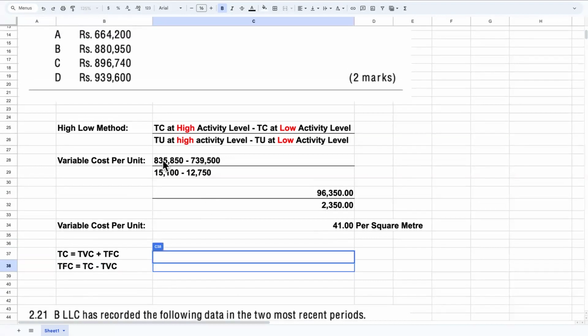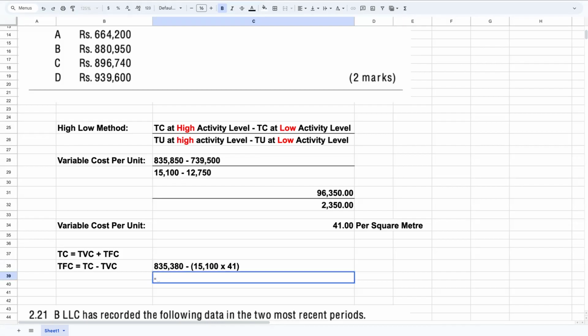So the total cost at the highest activity level, 15,100, is 8 lakh 35,850. So I'm taking 8,35,850 as the total cost at the highest activity level. Then I'm going to remove the variable cost part. So what is the variable cost part? The units are 15,100, and for 1 square meter cleaned, we know 41 is the cost. So if I remove this part, I can get the fixed cost.